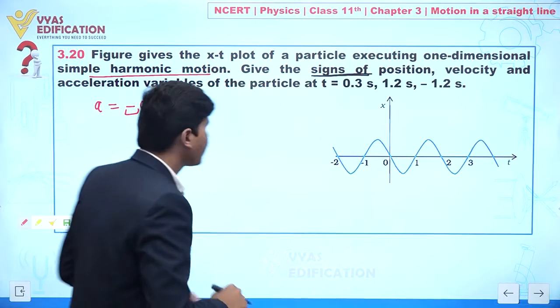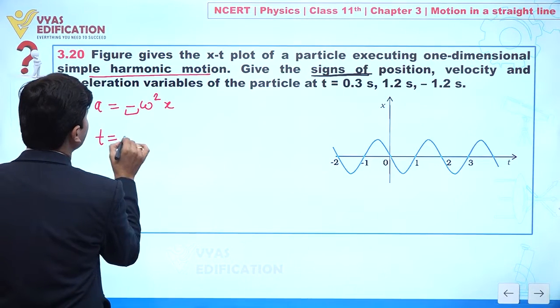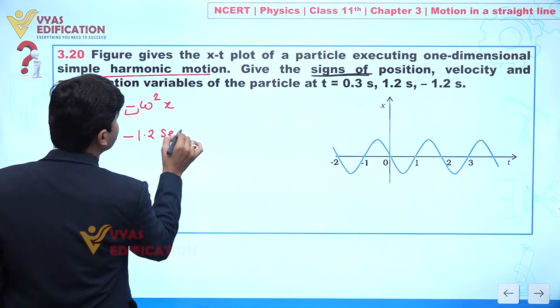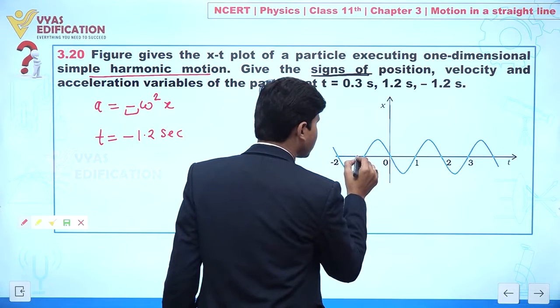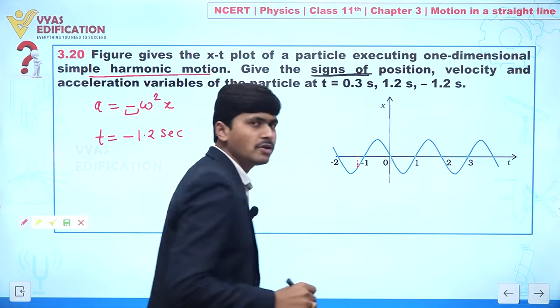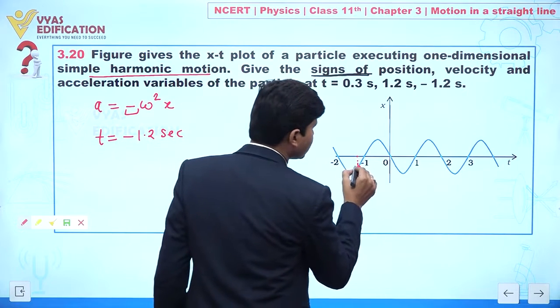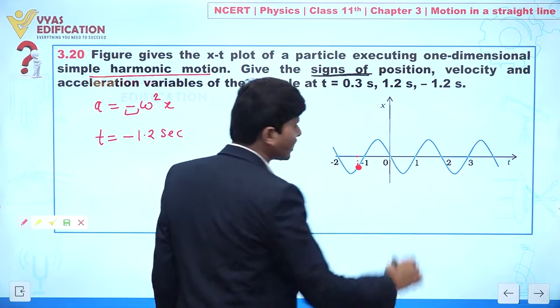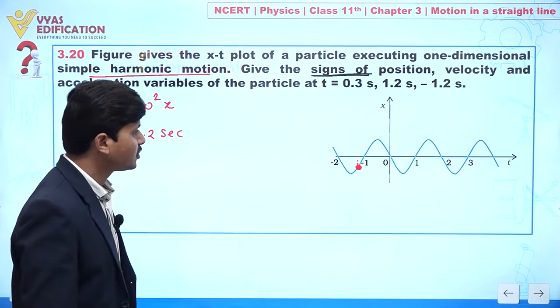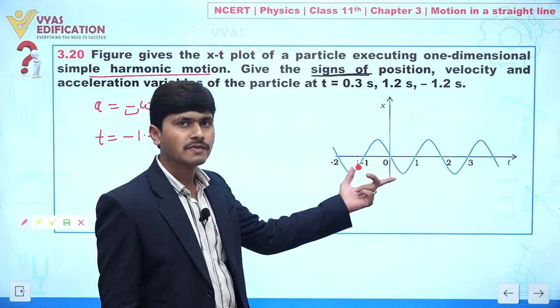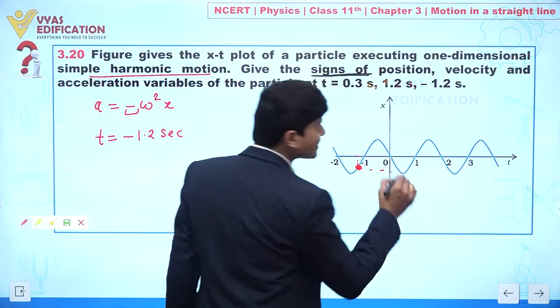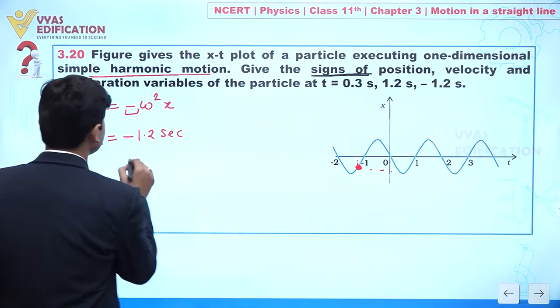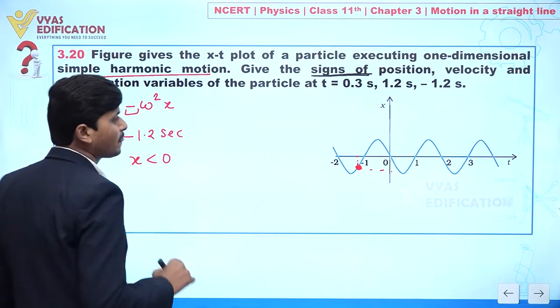Okay. Now, if we discuss the next position, t equal to minus 1.2 second. Clear? So, now I write t equal to minus 1.2 second. Where we have minus 1.2 second, this position. Clear? This is minus 1.2 second. So, we have this position. Clear to you? So, when we have this position, again we can say here we are getting x less than 0. So, the value of x is less than 0.